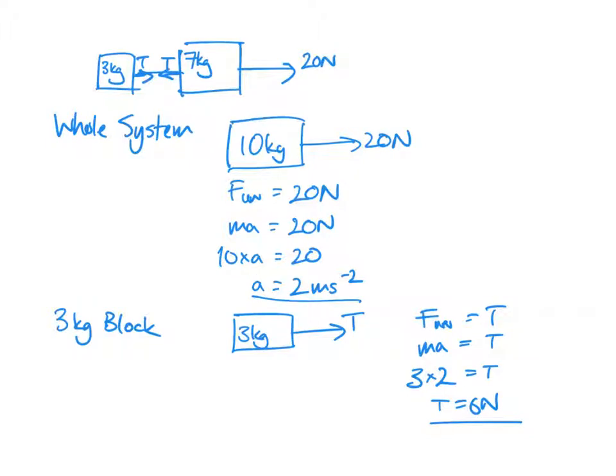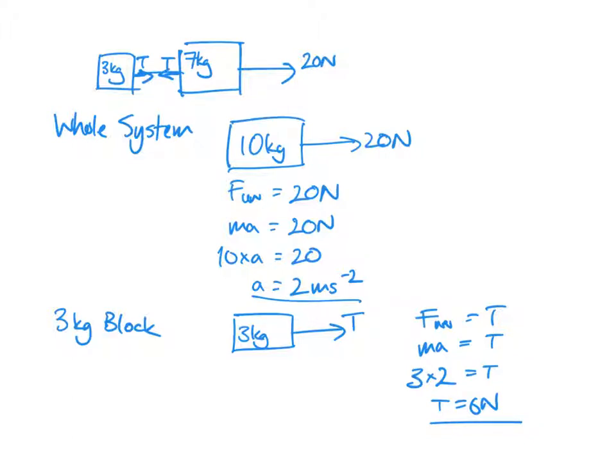Now I could have got the same answer if I'd considered the 7 kilogram block, but it's a wee bit more complicated because it's got both the 20 newton force and the tension pulling it back. So it's always easier, when you've got one object pulling another, to consider the one being pulled. It's usually got fewer forces acting on it.